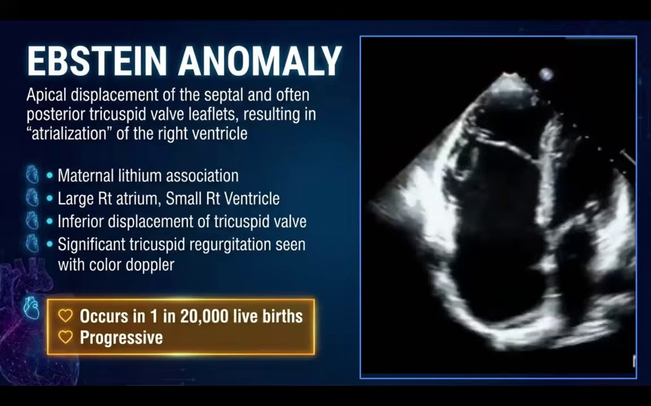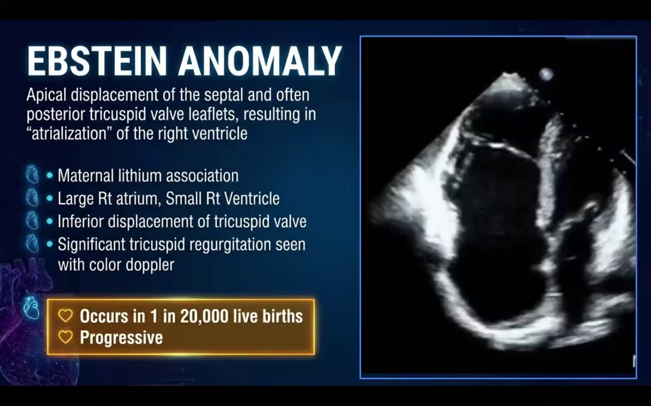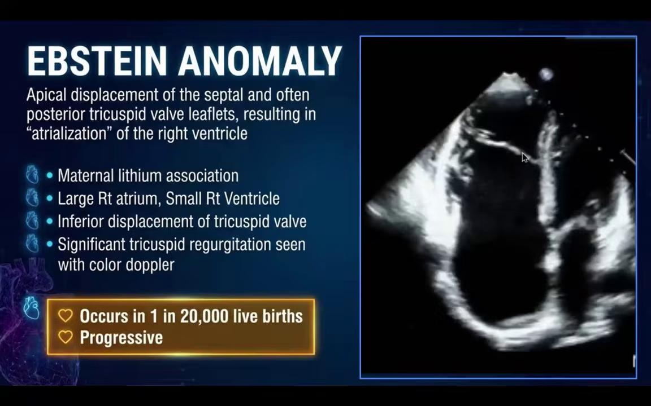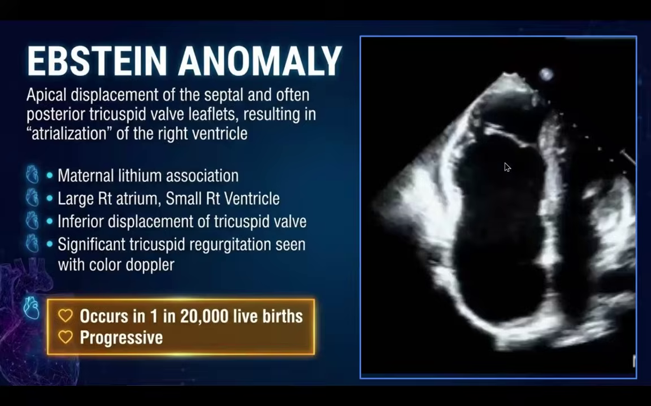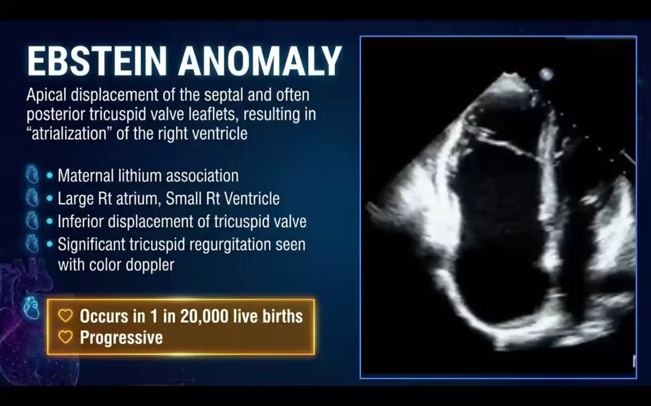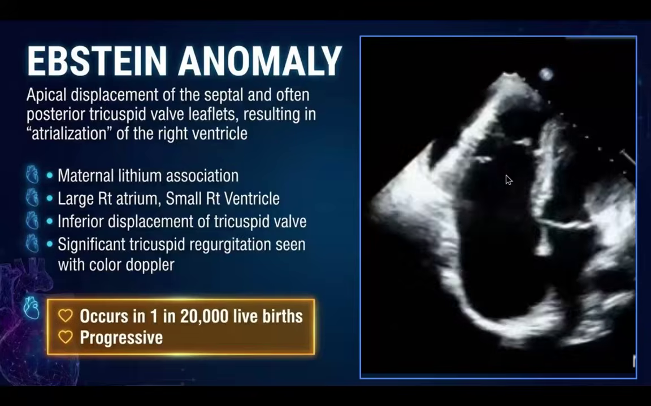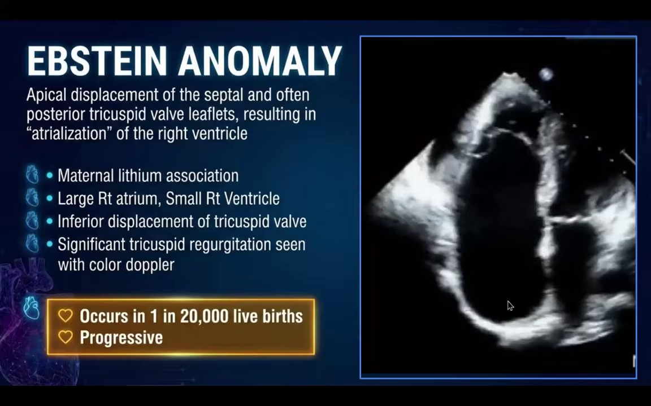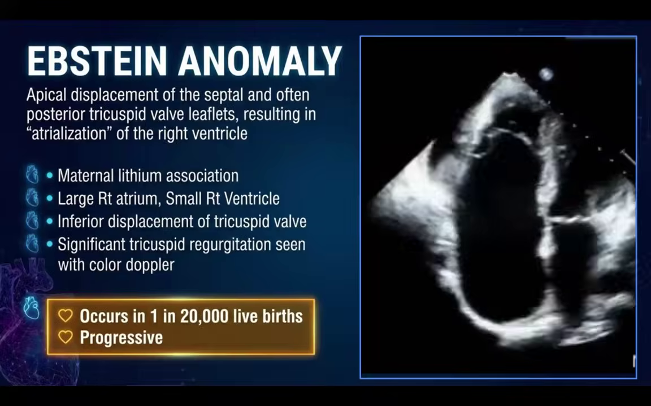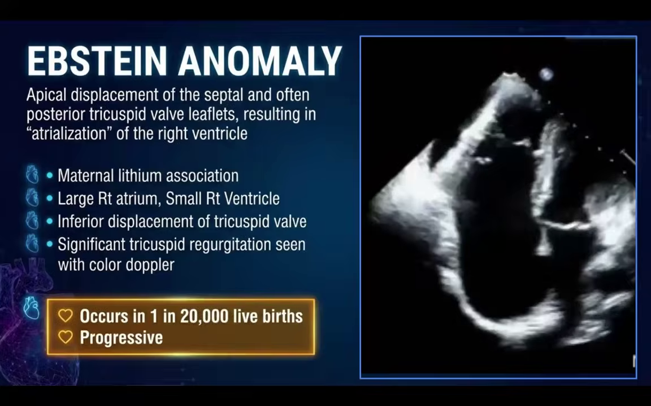If you're not really aware, you may think, is that the moderator band? Because typically the moderator band is up in that right ventricle. But no, you clearly see that that is the tricuspid valve, but it's highly up into the apex. That caused this large right atrium, which we see here, and a very small right ventricle. So imagine once we add color how this will appear.